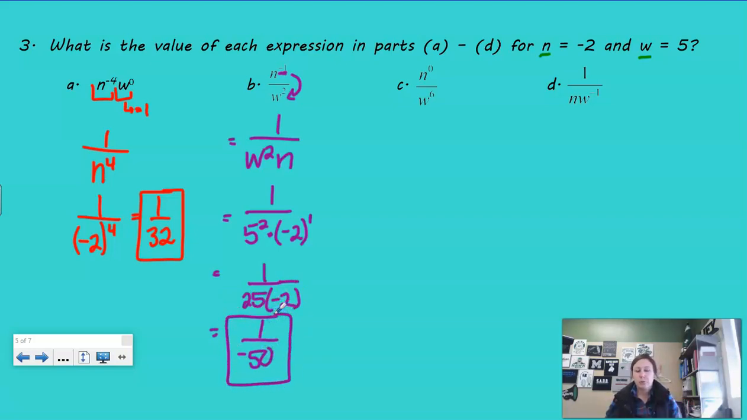And that's it. That's what we have to do on part B. So it looks like a lot of steps just because I did one at a time, but they were all very simple steps.